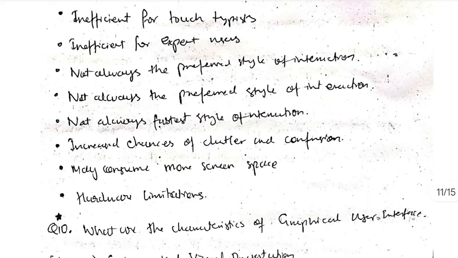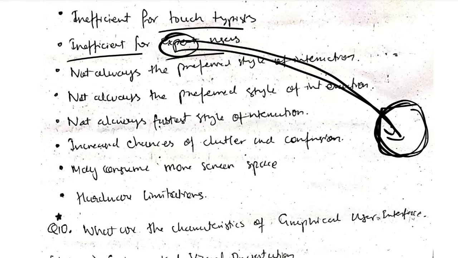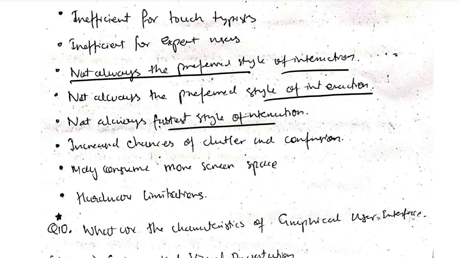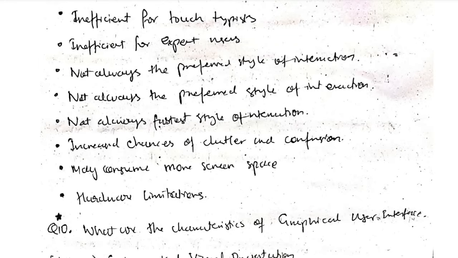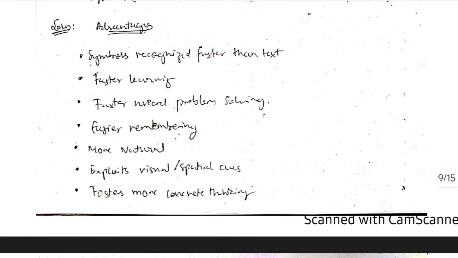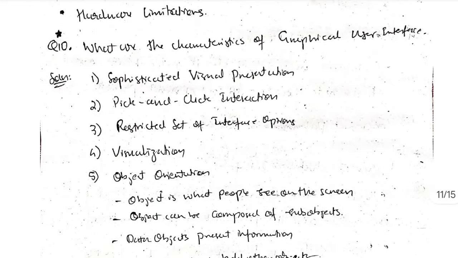Okay. Inefficient for touch typists, and inefficient for expert users, because if a graphical user interface is there and they're expert users, that will be a limitation for them. They can work very fast without it also, so by using this their time is slightly wasted. Okay. Not always the preferred style of interaction, or not the fastest style of interaction as well. Increased chances of clutter and confusion, may consume more screen space, and hardware limitations are also there. Okay. So I hope at least you'll be remembering 5 among them. So just go through it once, and you'll remember at least 10. Fine. So make sure you go through this very important question from an exam point of view.